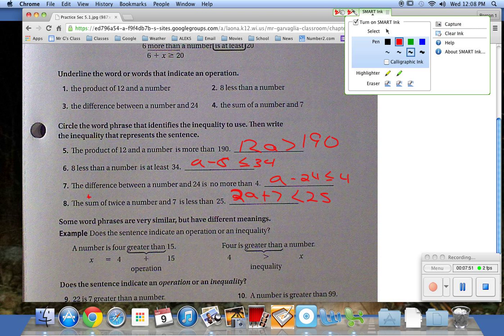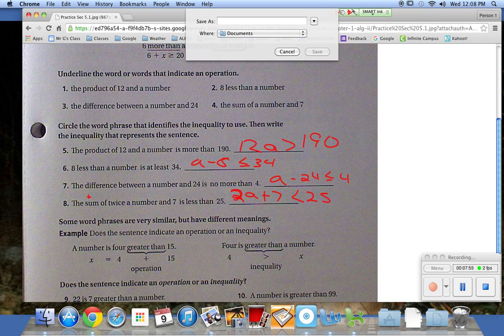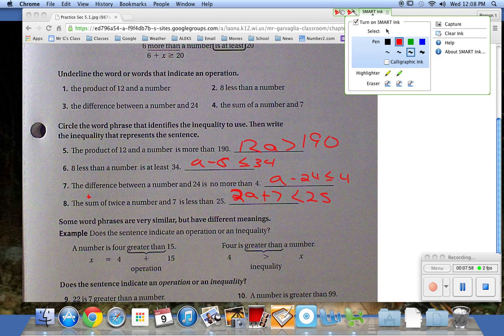Any questions? I get it. I don't want to capture. I want to clear.